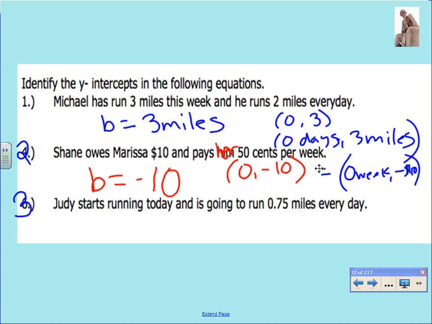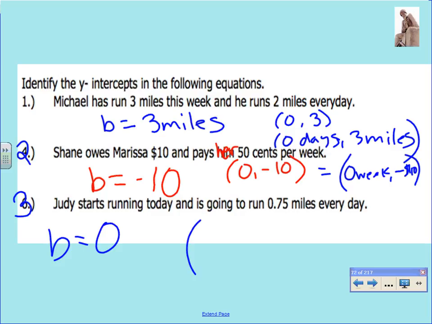All right. Actually, let's do the next one together too. Number 3. Judy starts running today and is going to run 0.75 miles every day. Let's first start here. What is the b value? In other words, what is the y-intercept? Maddie? Good. Awesome. The y-intercept is 0 here because she just starts running today. So your y-intercept is 0. That is her starting point. She never ran before.